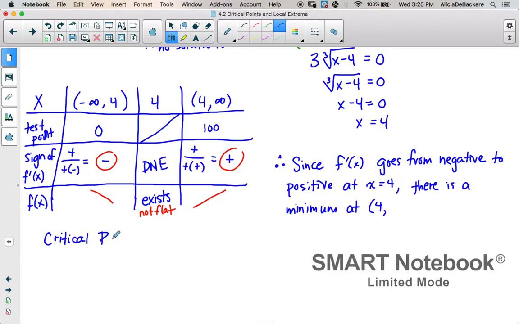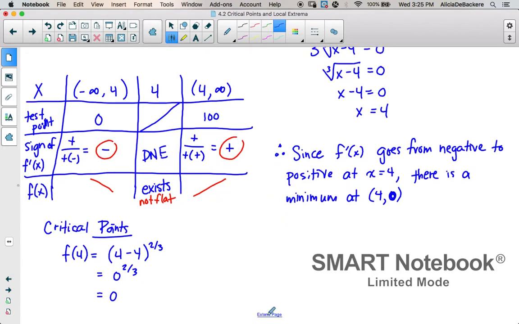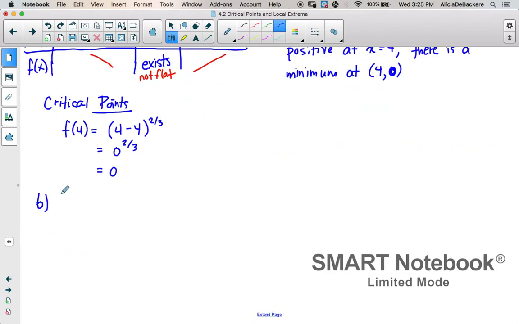So finding those points. Plugging 4 in. I get 0. So I've got a minimum there, but I do not have a flat tangent line. So it's not like a soft curve at (4, 0). It's going to be a cusp. All right, so part B asks me to find the x and y intercepts.